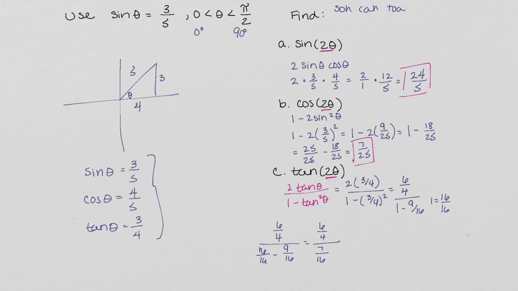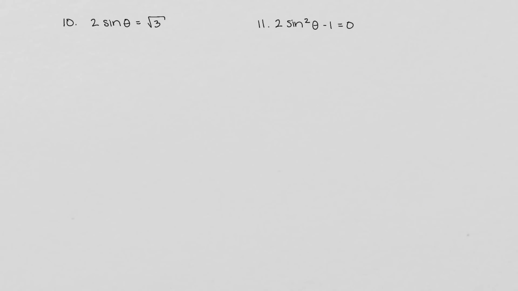And remember, dividing by fractions is easy as pie. Flip the bottom and multiply. And so when we do that, this 4 is gone, it becomes 1, and the 16 becomes 4. And so you end up with 24/7. And we're done there. That's your solution. All right, guys, 10 through 14 are solving trig equations.